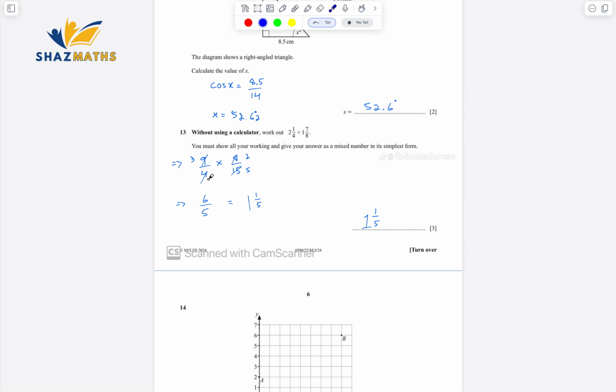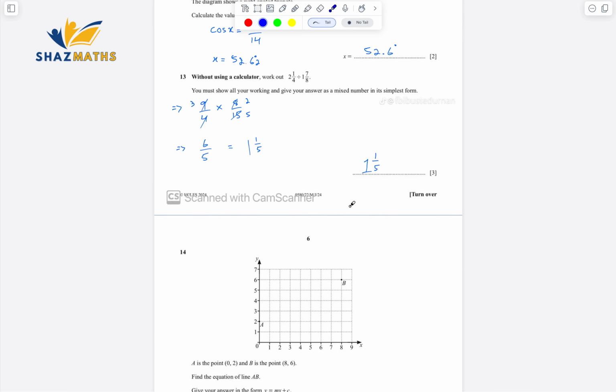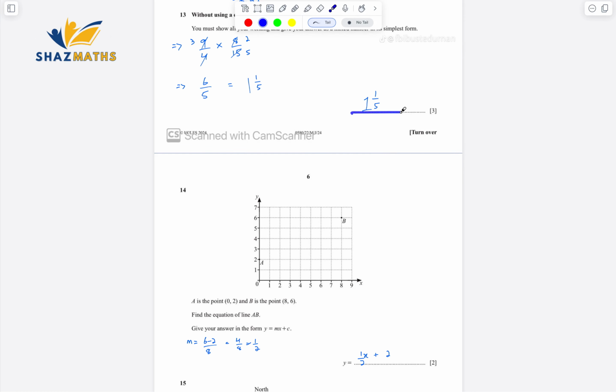Let me double check quickly. 2, 3, 9, 3, 5, 15. Yep, got it. Okay, question number 14. A is the point (0, 2), B is the point (8, 6). We can see that (0, 2), (8, 6). Okay, find the equation of line AB. Give your answer in this form.